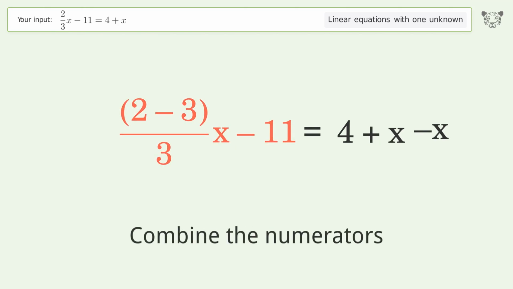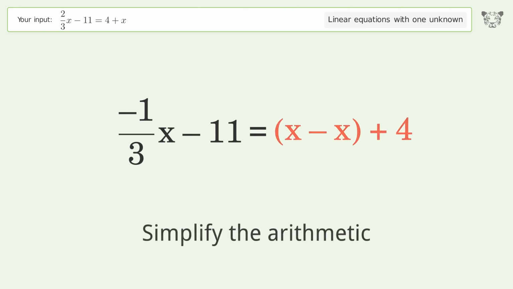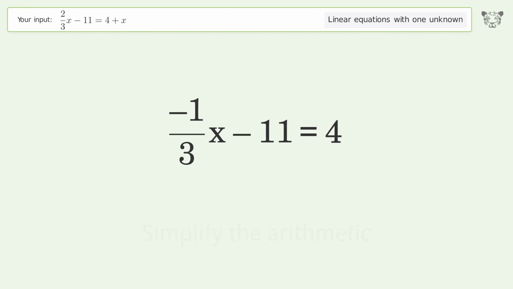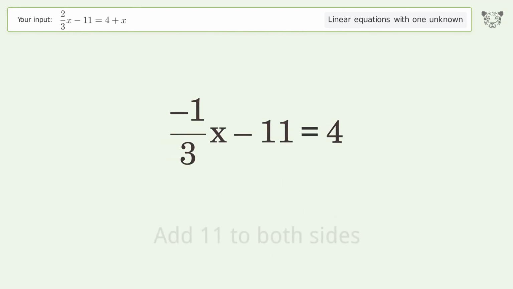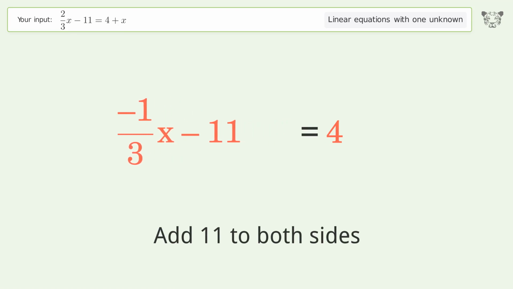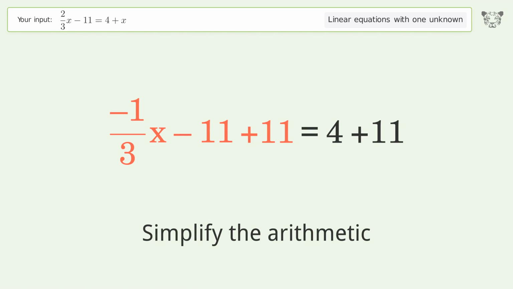Combine the numerators. Group like terms. Simplify the arithmetic. Group all constants on the right side of the equation. Add 11 to both sides. Simplify the arithmetic.